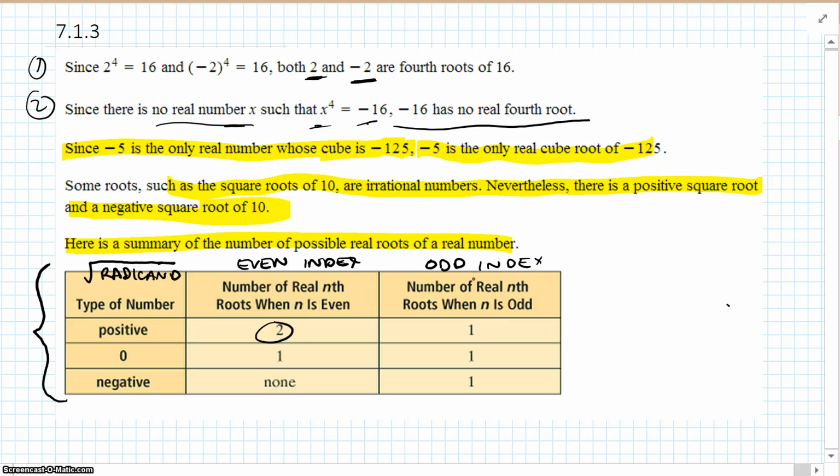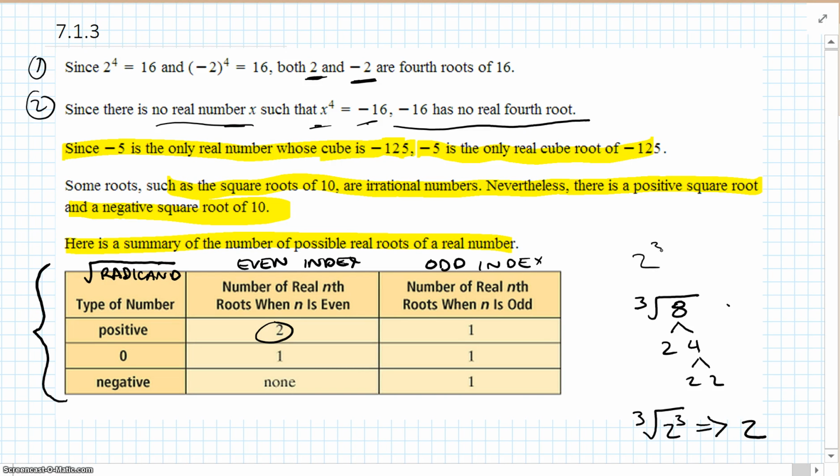Alright? When the index is odd. So let's look at the cube root of 8. Well, we can factor 8 into 2 times 4, which would be 2 times 2 times 2. So we can rewrite that as the cube root of 2 cubed. So it only has one answer, 2.